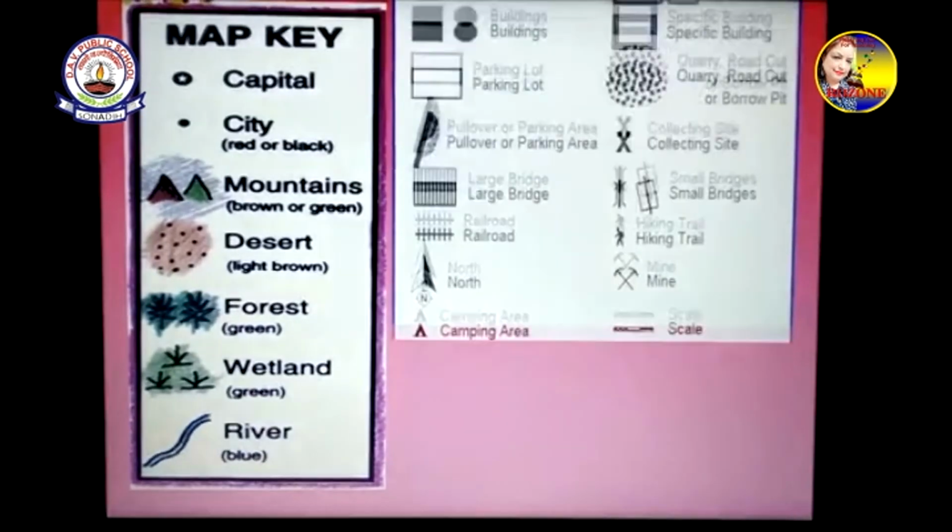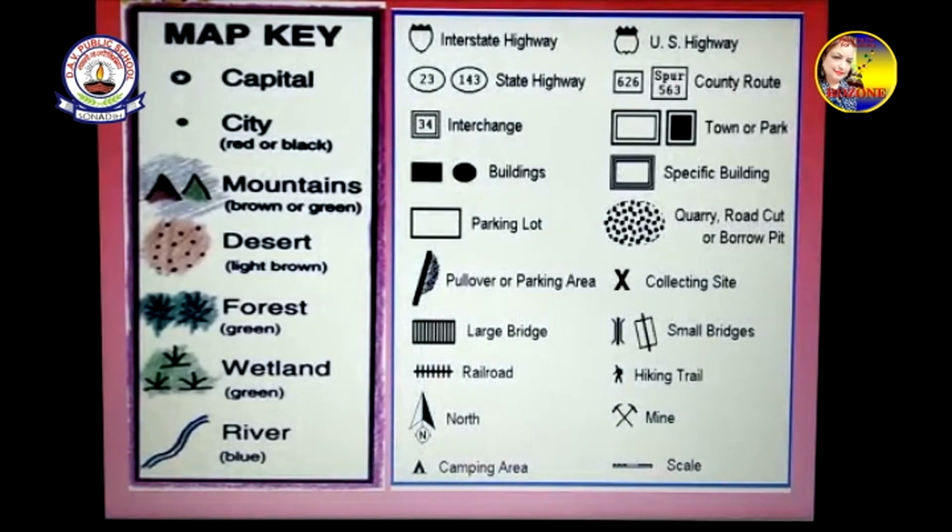Understood, children? So here you can see different types of symbols for different places, and this you will find when you see these things in the map. If you have understood the language in the book, then you will be able to read and understand what that symbol means in the map.